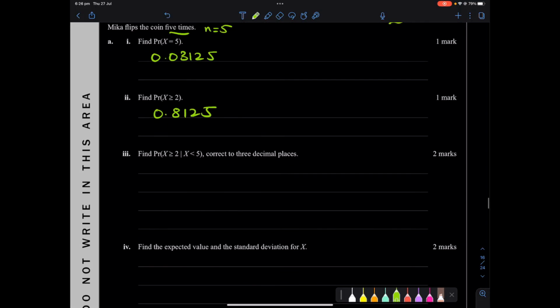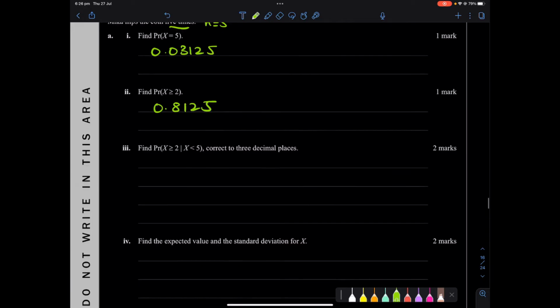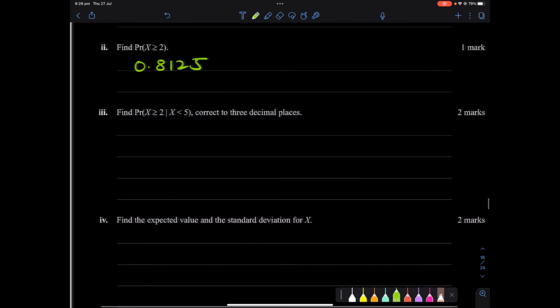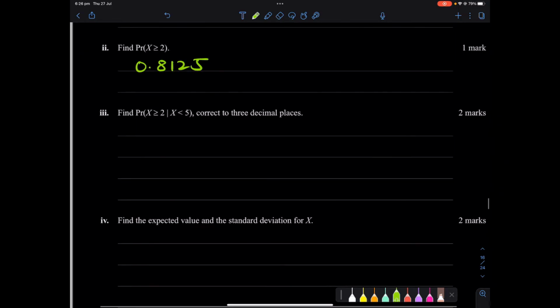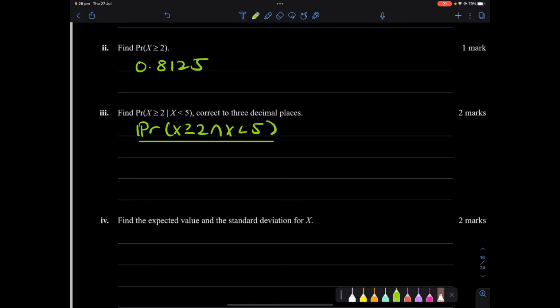0.8125. Next one. The probability that x is greater than 2, given that x is less than 5. Okay, I'm just going to change this because it's too much. We have to show some working out. This can be rewritten as the probability that x is greater than 2, intersection x is less than 5, all over the probability of x is less than 5.